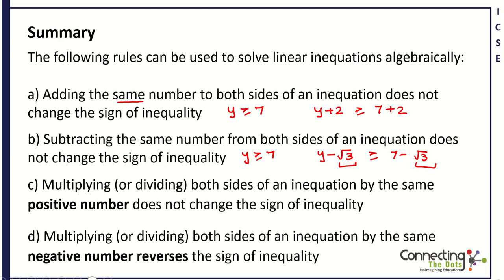The third rule says that multiplying both sides of an inequation by the same positive number does not change the sign of inequality. What does that mean? It means that if y is greater than or equal to 7, and if I multiply both sides of the inequation by, let's say, a positive number 3, then it becomes 3y is greater than or equal to 21. I chose to multiply both sides of the inequation by 3. I could also divide both sides of the inequation by the same positive number, and the inequation doesn't change. Here I've divided both sides by 9.